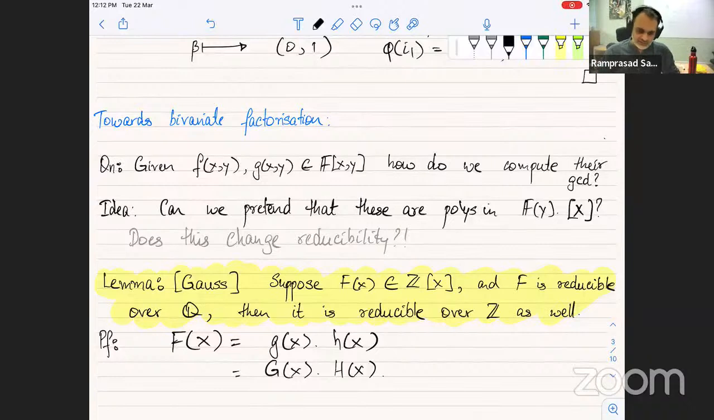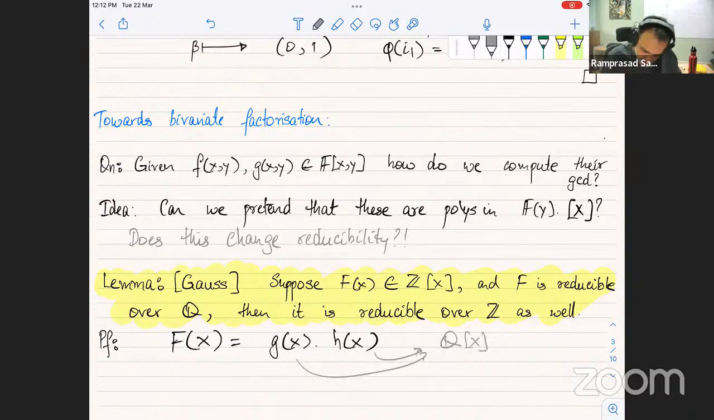Okay, so let's see the proof of this. So let's start off with an expression that looks like this. And again, as I said, these are both polynomials in Q of x. I mean, they potentially use rational numbers in their expression.